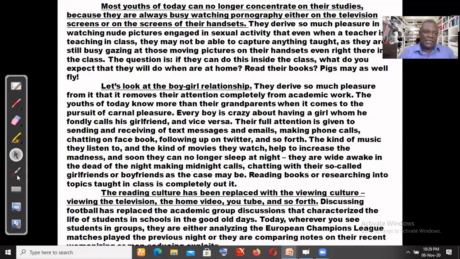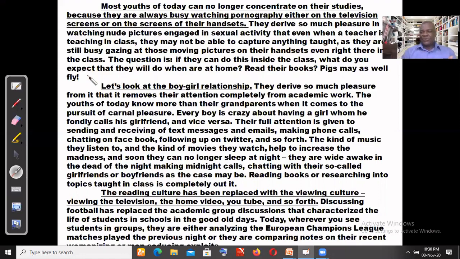Sorry, let's go back to that. Let me get the pointer here. They derive so much pleasure in watching nude pictures engaged in sexual activity that even when a teacher is teaching in class, they may not be able to capture anything taught as they are still busy gazing at those moving pictures on their handsets, even right there in the class. The question is, if they can do this inside the class, what do you expect that they will do when they are at home? Read their books? Pigs may as well fly.